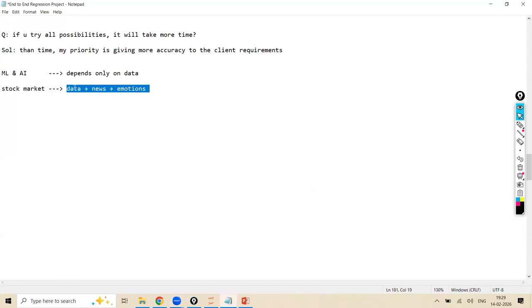It is data plus news plus emotions. Human emotions are more important. Some people will react less, some people will react very highly to that news. For every news, there will be different reactions from different people. Some people will go in a different way, some people will not. Anything can happen. So don't do it.